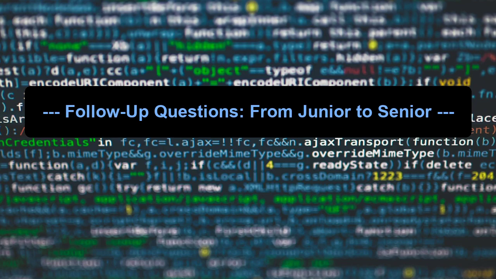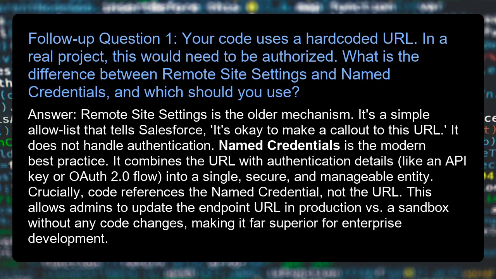Follow-up questions, from junior to senior. Follow-up question 1. Your code uses a hard-coded URL. In a real project, this would need to be authorized. What is the difference between remote site settings and named credentials, and which should you use? Answer: remote site settings is the older mechanism. It is a simple allow list that tells Salesforce, it is okay to make a callout to this URL, it does not handle authentication. Named credentials is the modern best practice.